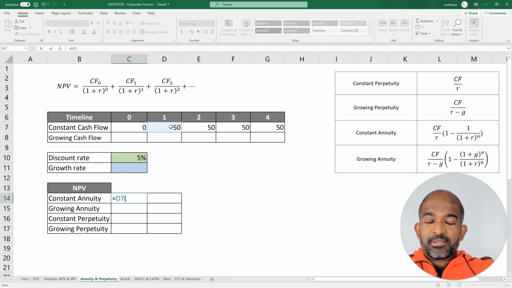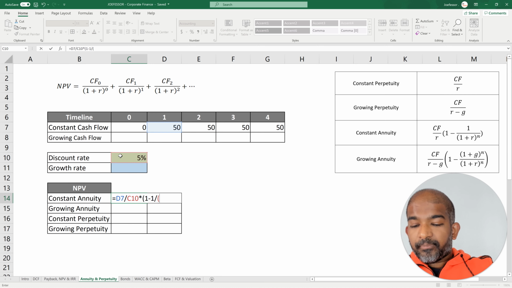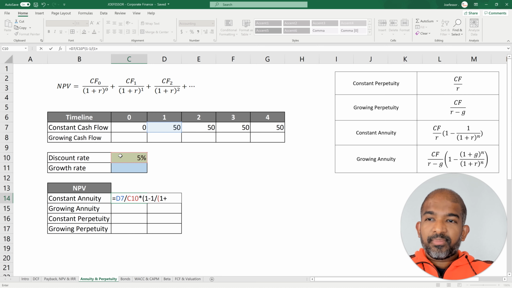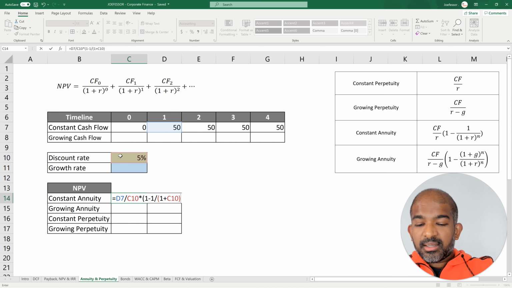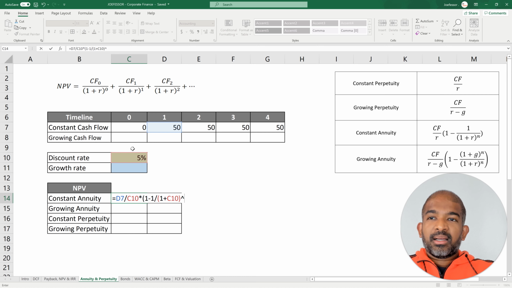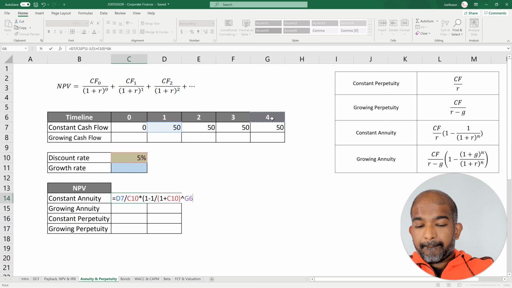Because it's constant, it doesn't matter which cash flow you pick. And I'm going to divide that by the discount rate, multiplied by, well, you can watch the formula over there, 1 over 1 plus the discount rate to the power of... This set of cash flows is for 4 years, so it's for 4 time periods.